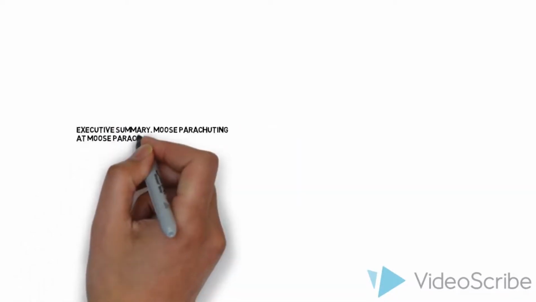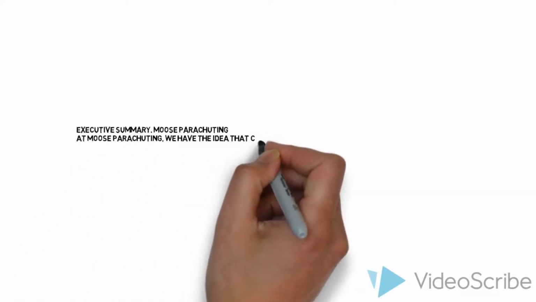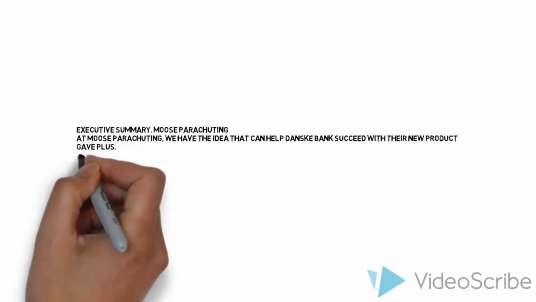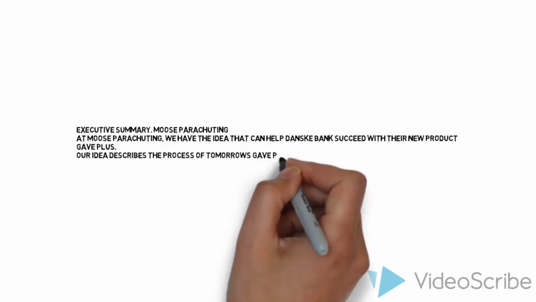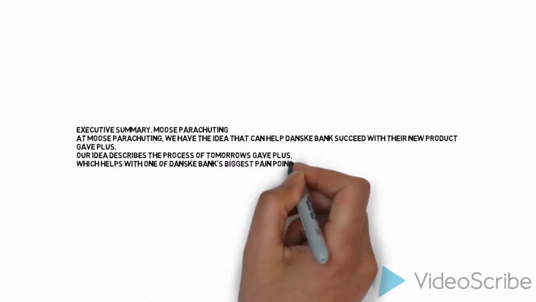Executive summary: Smooth Parachuting. At Smooth Parachuting, we have the idea that can help Danske Bank succeed with their new product, GavePlus. Our idea describes the process of tomorrow's GavePlus, which helps with one of Danske Bank's biggest pain points in regards to GavePlus, the lead time.